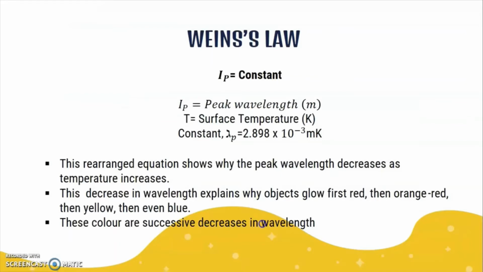Wien's exponential law says the energy density is proportional to the temperature. This rearranged equation shows why the peak wavelength decreases as temperature increases. This decrease in wavelength explains why objects glow first red, then orange-red, then yellow, then even blue. These colors are a successive decrease in wavelength.